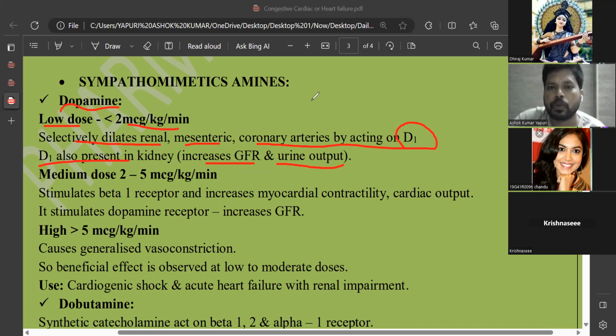And next, at a medium dose. So at a medium dose, that is 2 to 5 microgram per kg per minute.